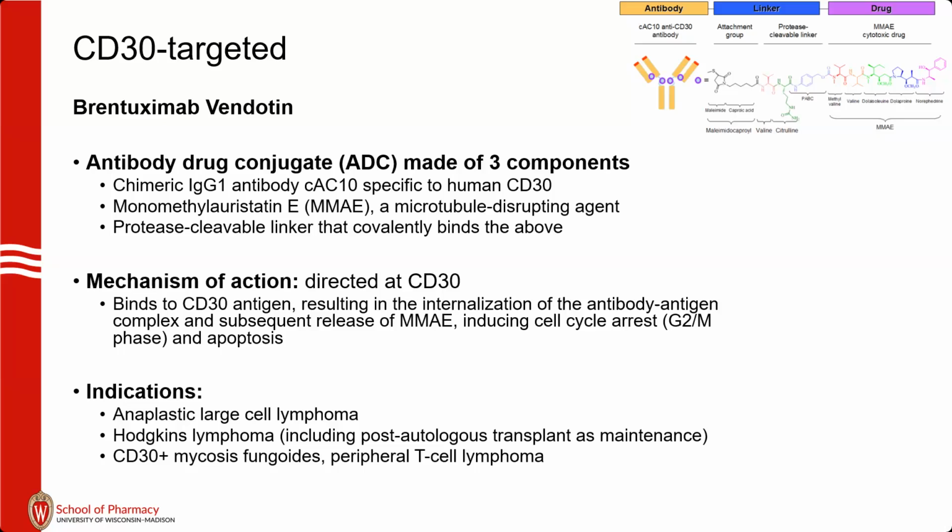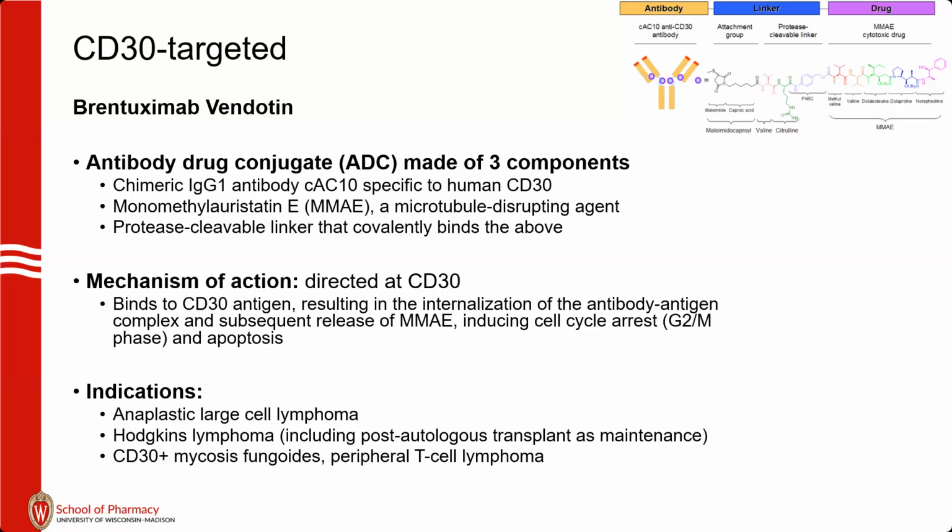So the monoclonal antibody goes in, finds CD30 specific cells. Those cells will internalize that monoclonal antibody and the full complex, including the payload. You'll cleave that protease cleavable linker. You'll release that MMAE within that specific cell, and that will lead to cytotoxic cell cycle arrest and death.